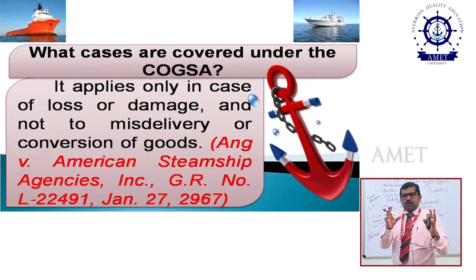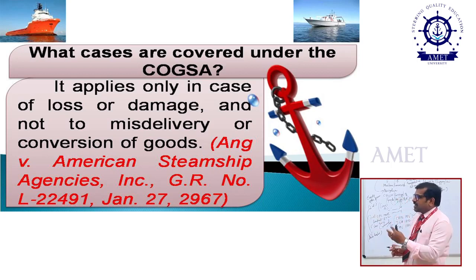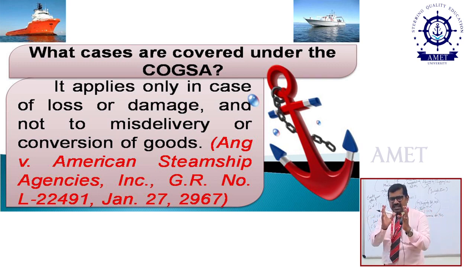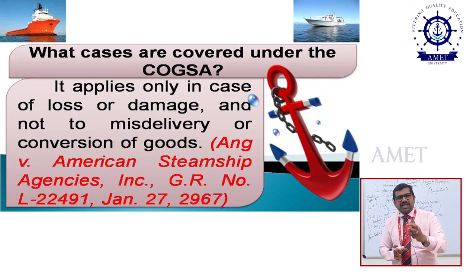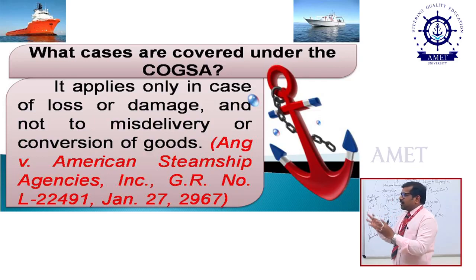Now, previously we have discussed the Carriage of Goods by Sea Act 1925 only for damage or loss. Sir, are there any other provisions? There are no other provisions, you may have the right to file a suit only for damage or loss. For that, one case law which I have presented here is Hang versus American Steamship Agencies. Now, what is the meaning of Hang versus American? The first party as per the legal term is called the petitioner or plaintiff, and American Steamship is called the defendant or else respondent. They need to respond. So, Hang is the person who filed the case against the American Steamship Agencies, and the court has given the judgment.